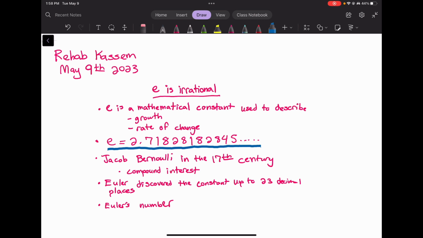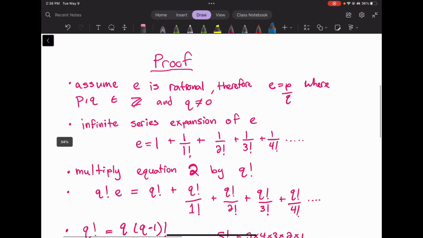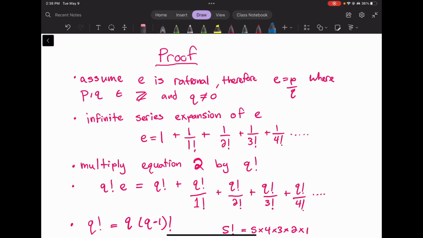I'm going to prove this using contradiction. To begin our proof, we will first assume that E is rational, because we want to prove this by contradiction. Therefore, E is equal to P over Q, where P and Q are elements of the integers, and Q is not equal to 0.